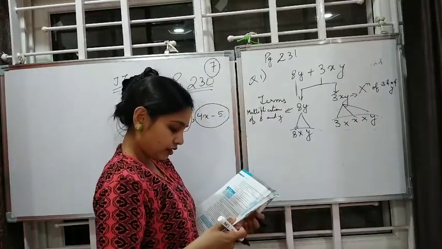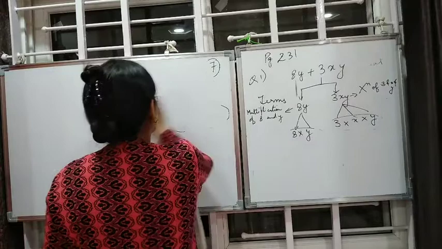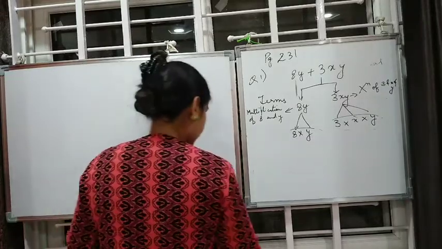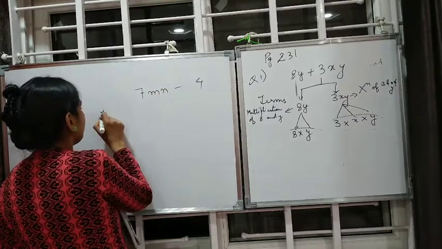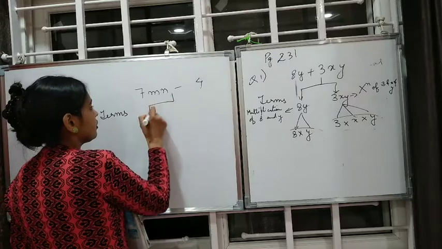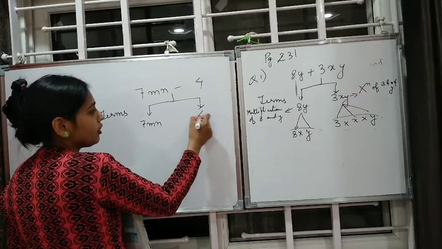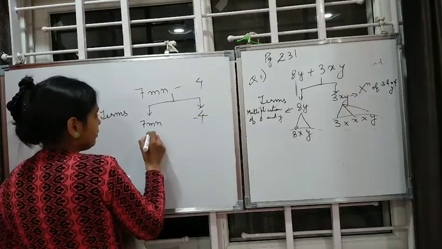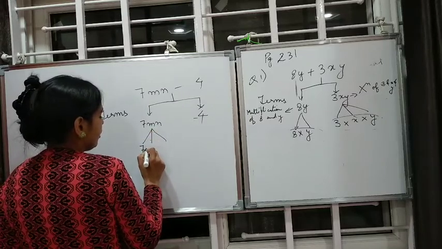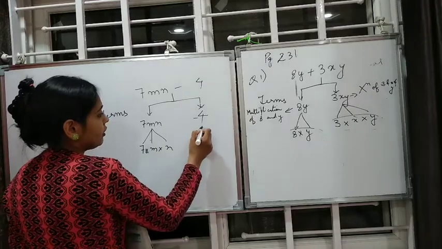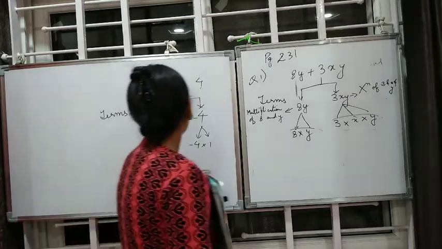Then there is the second one, 7mn minus 4. So let's write the terms. So here 7mn is a term and here only 4 is the term, or minus 4 also you can say. Here the combination is 7 into m into n, and here 4 into 1 if you want to write. Minus 4 into 1. Okay.